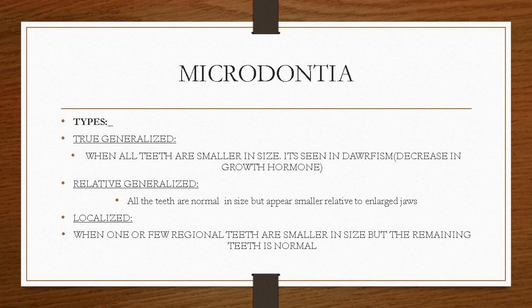Now, there are three types of microdontia. We classify them. Number one is called true generalized microdontia. It basically means when all the teeth are smaller in size, the entire dentition, whether we're talking about primary teeth or permanent teeth. In primary there are normally around 20 teeth, and in adults there are normally 32 or 28, depending on the presence of the third molar. So if all the teeth in your oral cavity are small, it's called true generalized microdontia. It's mostly seen in a disease called dwarfism.